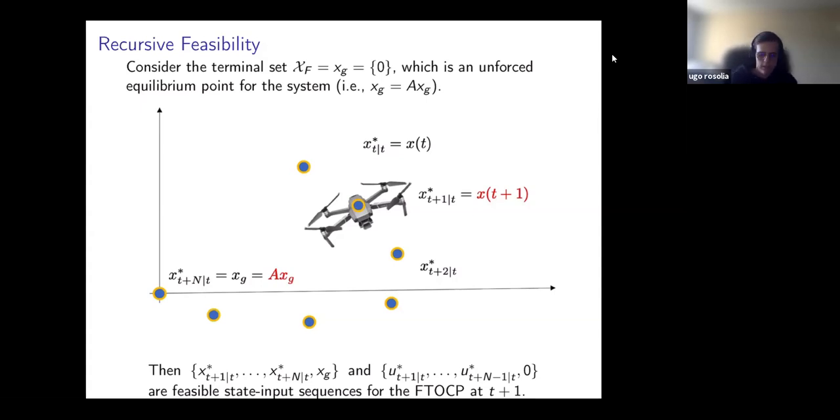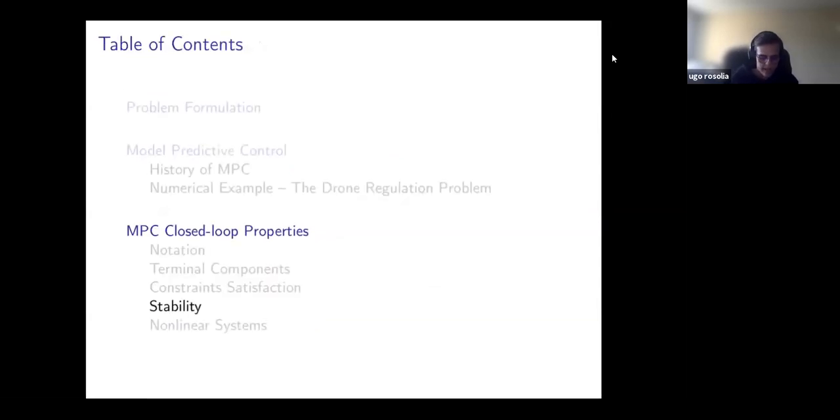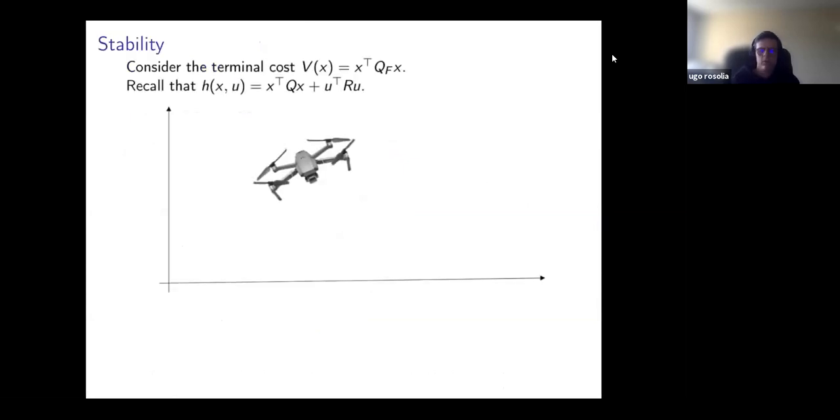see how we can use a similar approach to guarantee stability, how we can guarantee that our system converges to the origin. We're going to consider exactly the same setup where our goal is to regulate the drone to the origin. And here recall that in our drone hovering problem, our instantaneous cost h was a quadratic term. So this cost is going to be 0 only when we are at the origin. And we are going to assume that our terminal cost function is also a quadratic term.